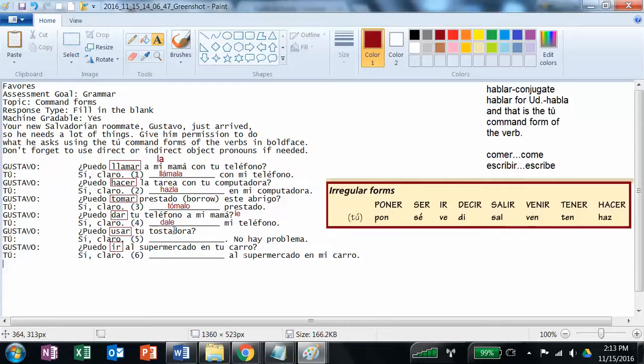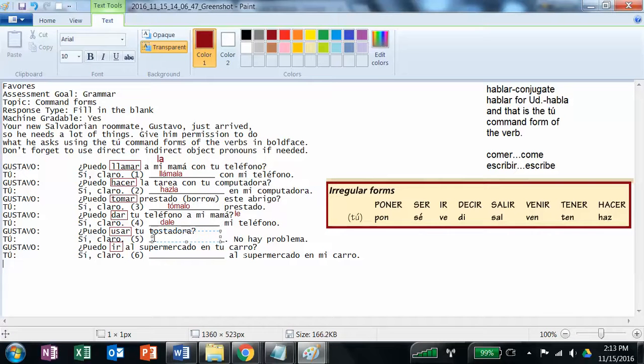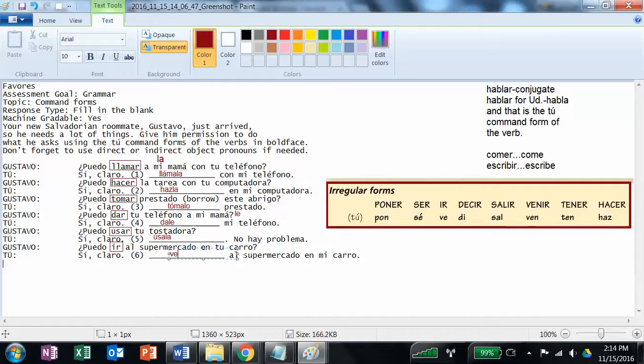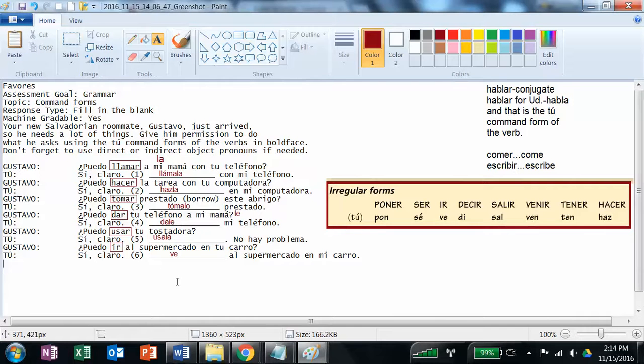Use it. Again, this is going to be a direct object, so it's a la this time because what's being used is the tostadora. So here's my usar. I make it usa. Úsala, and I'm going to have to put an accent mark over the U. Okay, ¿puedo ir al supermercado en tu carro? Sí, claro. Here I do not need to put any direct or indirect object pronouns because they've been written back out. It's saying go to the supermarket in my car. Go is irregular, so it would just be ve. Ve al supermercado en mi carro.